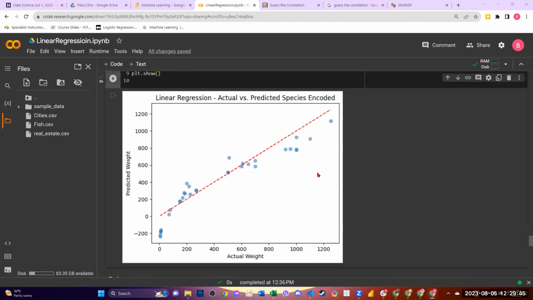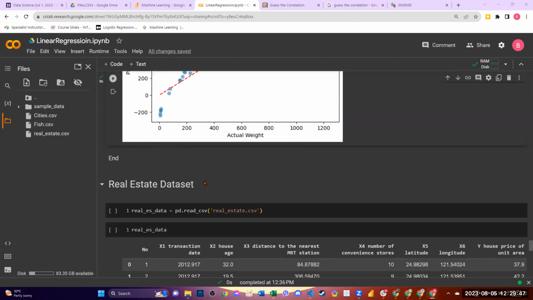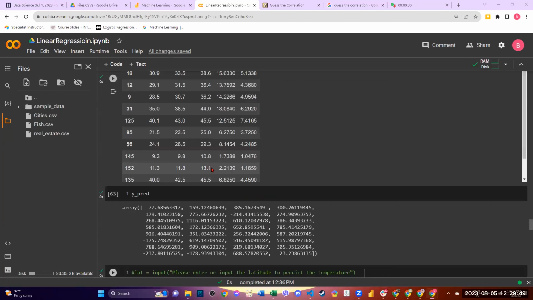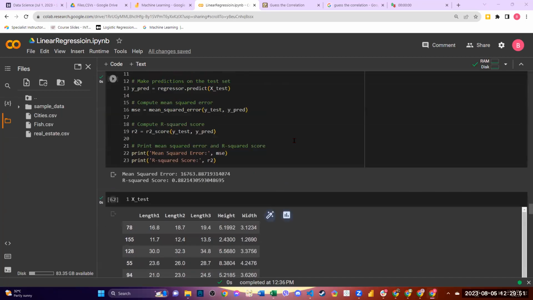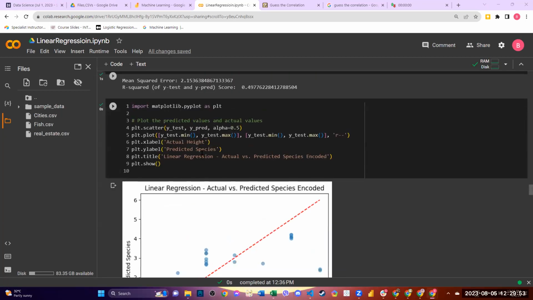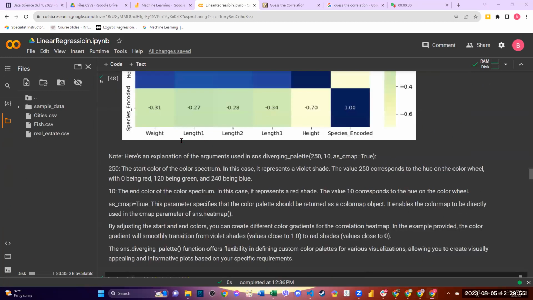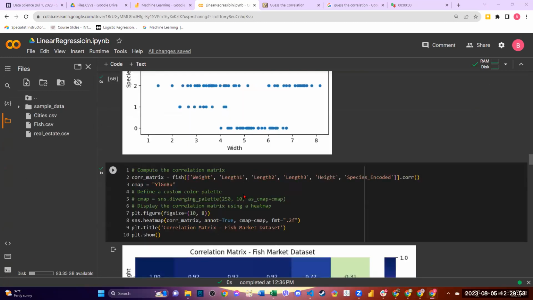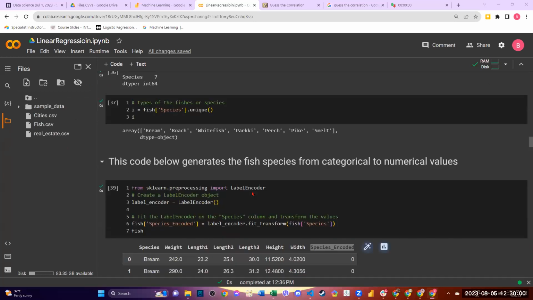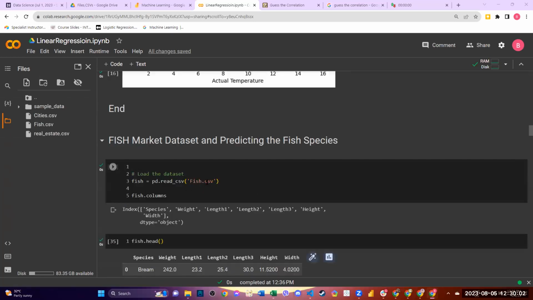So basically, the assignment uses also the same flow. So for you not to get lost with your assignment, try to follow the example of the fish. Try to follow this example, the fish market dataset for predicting the fish species.